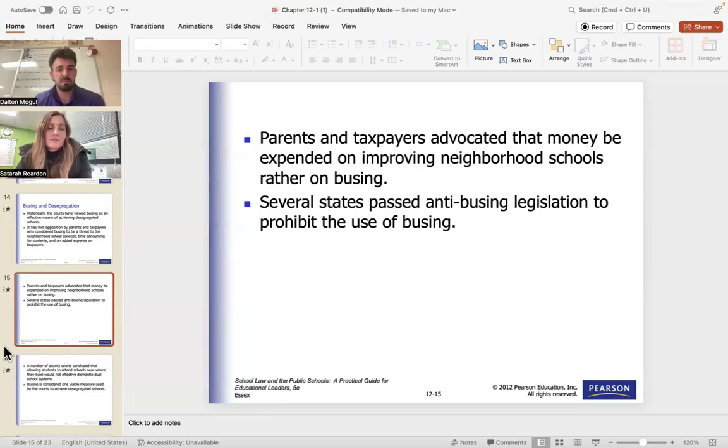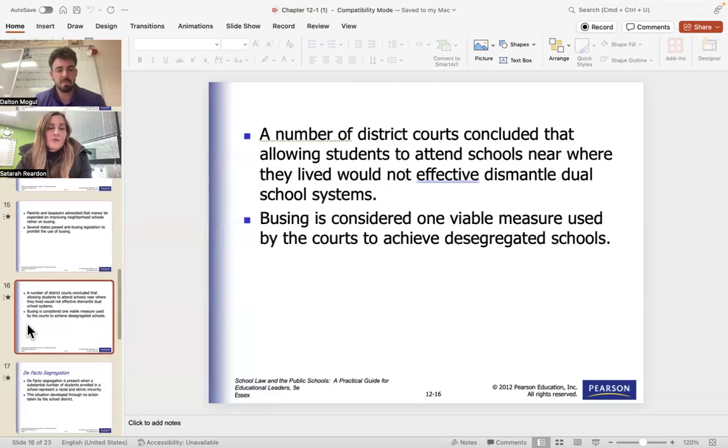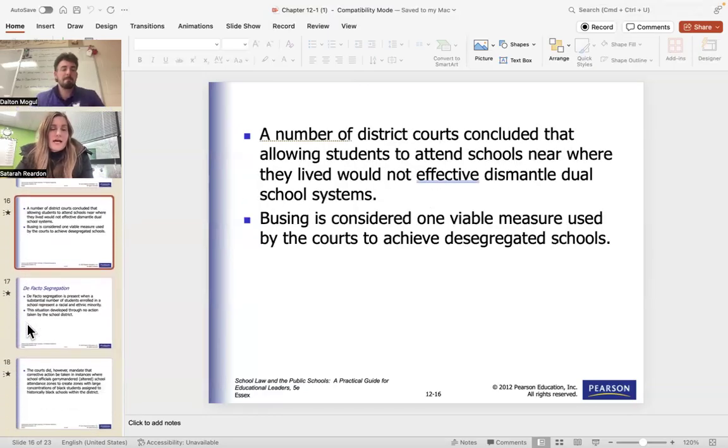And several states passed anti-busing legislation to prohibit the use of busing. A number of district courts concluded that allowing students to attend schools near where they lived would not effectively dismantle dual school systems. So busing is considered one viable measure used by the courts to achieve desegregated schools.